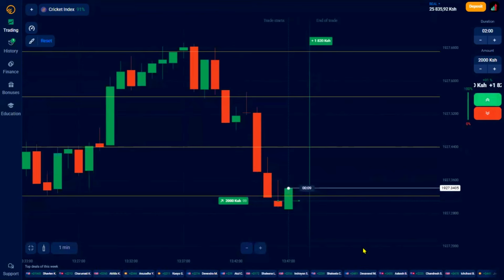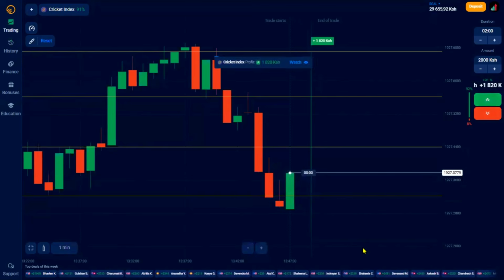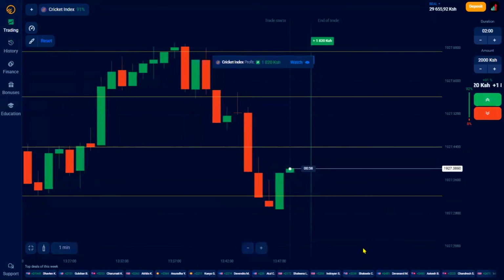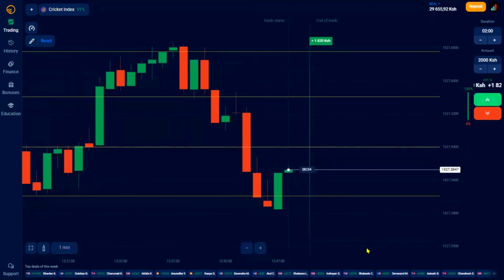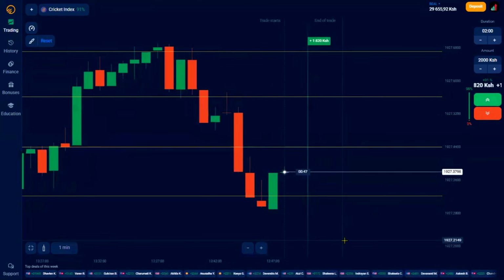Ten seconds remaining, guys. And boom. So that's another win. So they are coming back to do a retest at this zone here. So that is another entry that we should place a down trade when they reach there, okay? According to the market structure, okay?